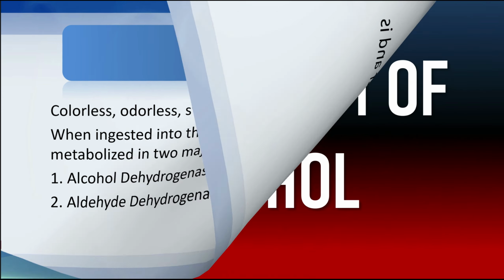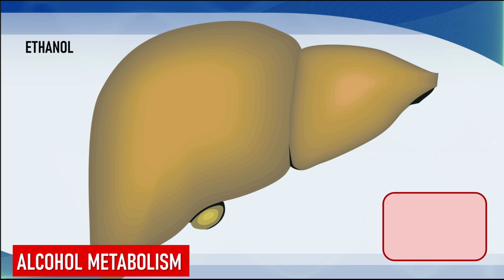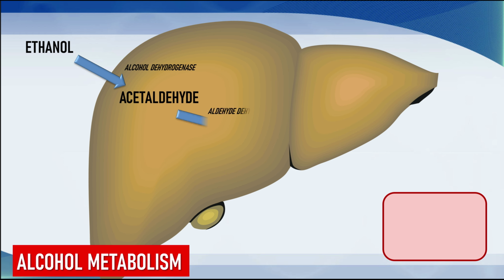Let's just have a quick look at what happens with ethanol. So ethanol is ingested in the body. It's in wine, it's in spirits, it's in all kinds of stuff. And when it goes into the liver, alcohol dehydrogenase breaks it down to acetaldehyde. And then subsequently, aldehyde dehydrogenase breaks it down to acetate.